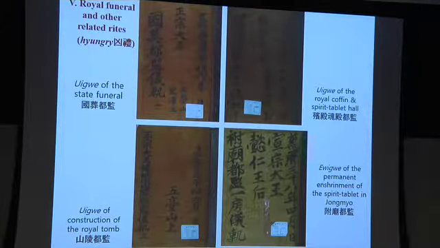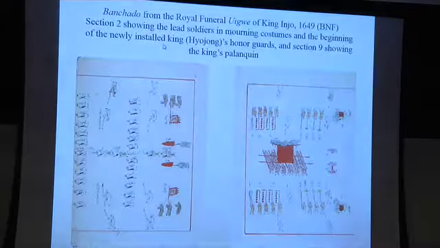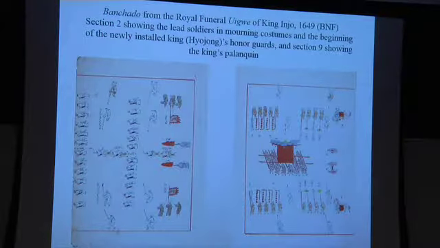king's spirit tablet is moved to the Chongmyo royal shrine. So it has, let's see, this Uige has procession, and Sanmyeong, or the royal tomb doesn't have, but Bumyo also has procession of the spirit tablet going to the Chongmyo. So there's so many paintings in this. And this is King Injo's BNF copy, 1649.